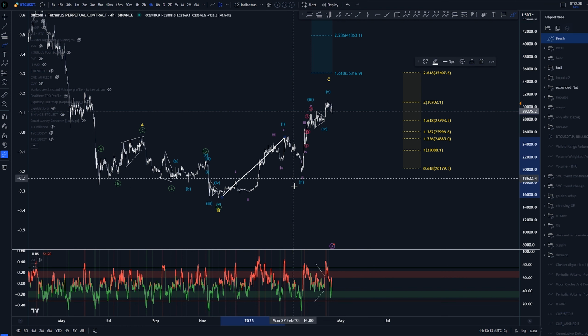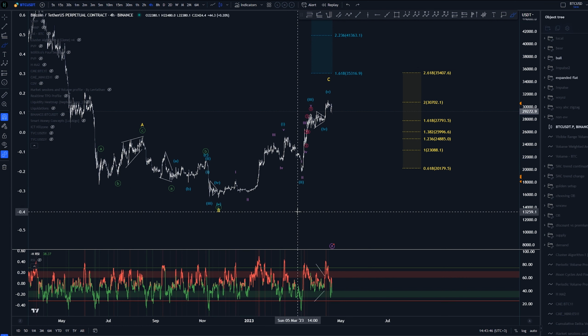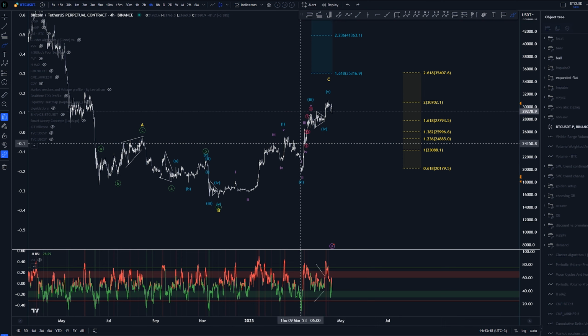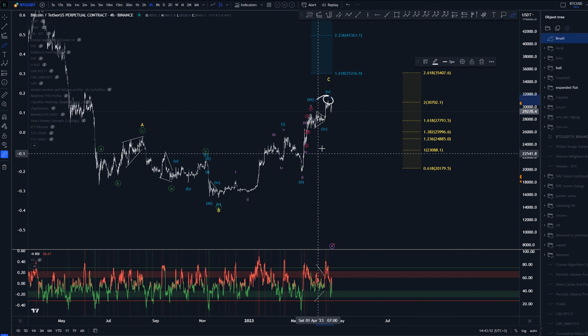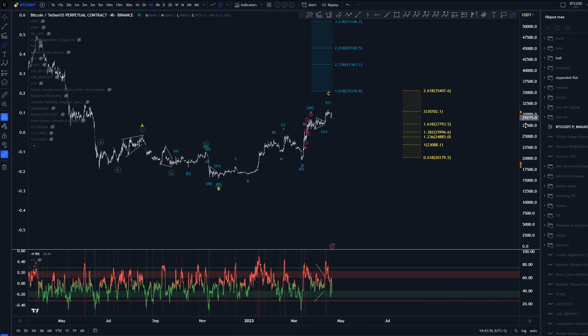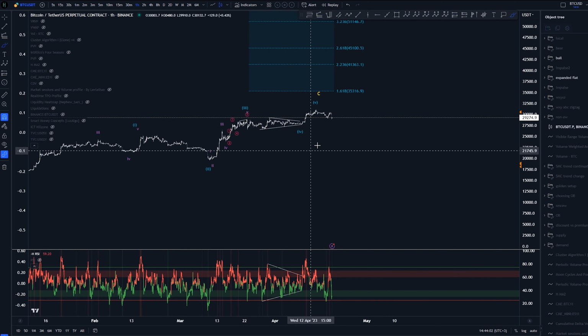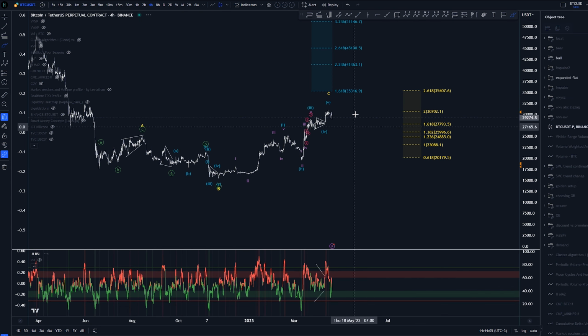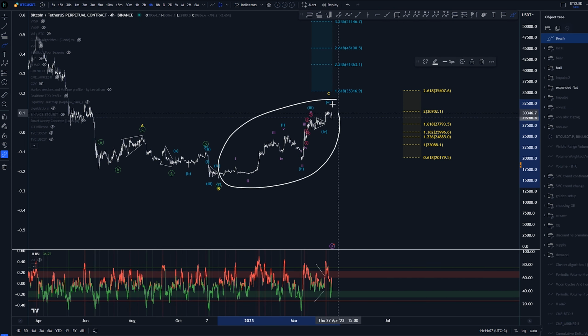Sure, we could have a very extended wave 1, which is definitely a possibility, and that is definitely something to keep in mind. At that point, again, we would have topped here. Now we would be getting a continuation to the downside. Again, is that too early to say? For sure. Now, that was the bull case in this scenario.